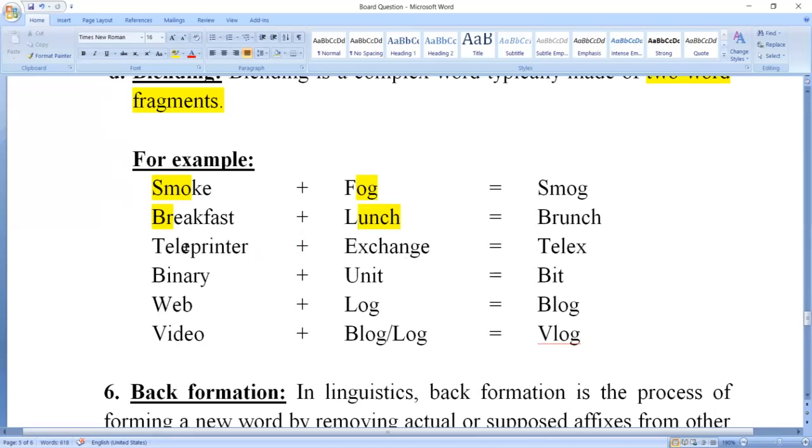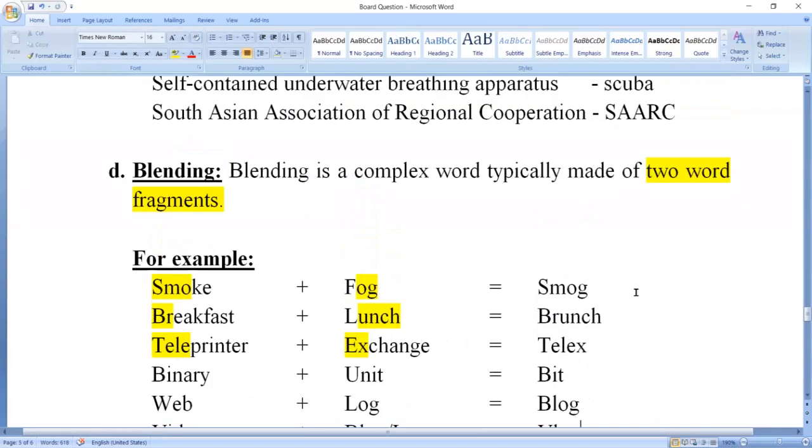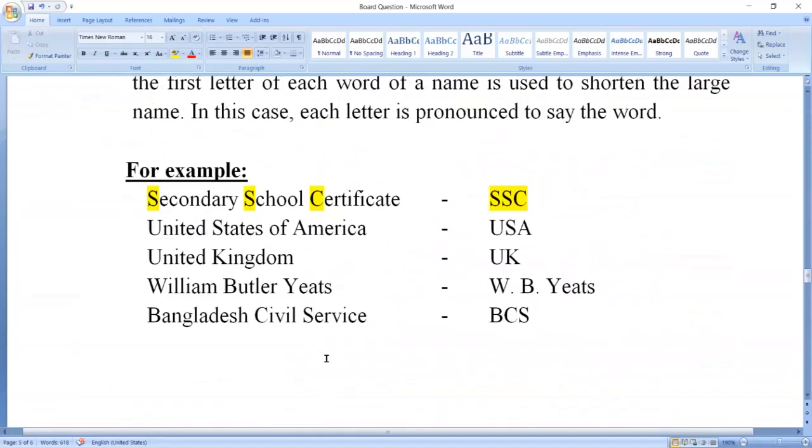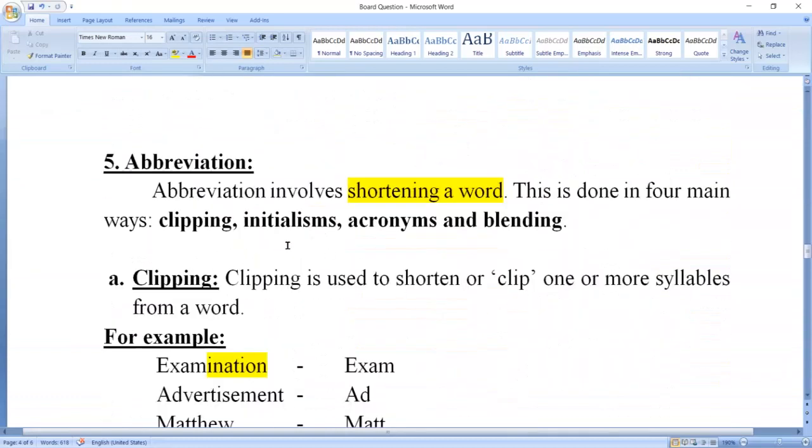Teleprinter and exchange. In the same way, we have used tele here and X here, so the word has become telex. In the same way, binary and digit together has become bit. Web and log has become blog. So in this way, we can make new words by blending the fragments of other words, especially two words. Dear students, I think you have understood what blending is. And these are only the abbreviation types. So we can make new words by shortening, and we have four different ways to do it.